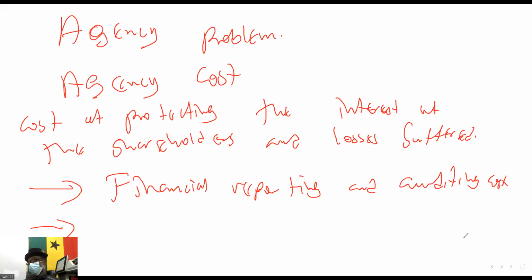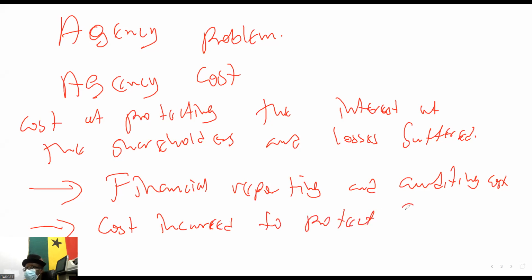Auditing cost is the cost that shareholders incur to protect their interests. One of them is auditing cost. Number two is the cost that shareholders incur in protecting their interests, like executive share options. It is a cost incurred to protect shareholders' interest.